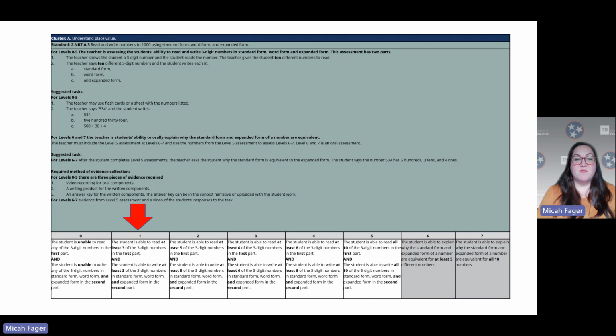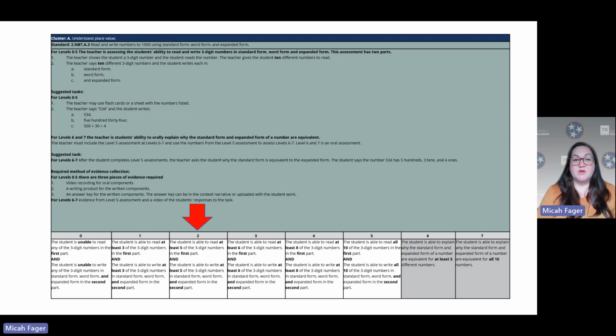The student work receives a level 1 if the student is able to read at least 3 of the three-digit numbers in the first part and they are able to write at least 3 of the 3-digit numbers in standard form, word form, and in expanded form in the second part. So keep in mind, for the student work to receive a level 1 score, they must do both: read 3 of the numbers and provide 3 forms of the written number in part 2.